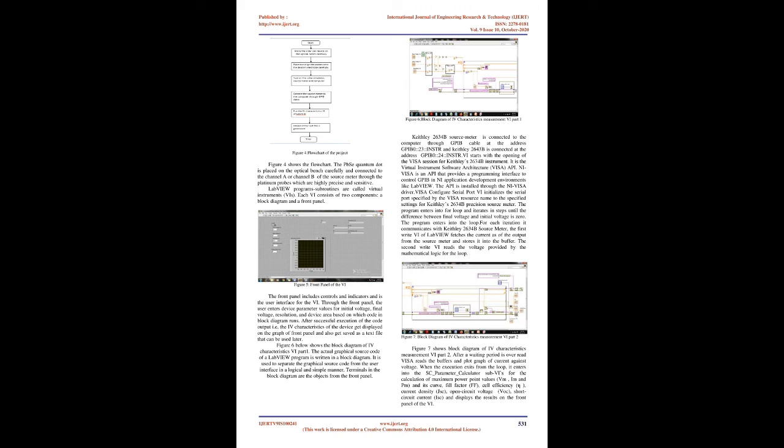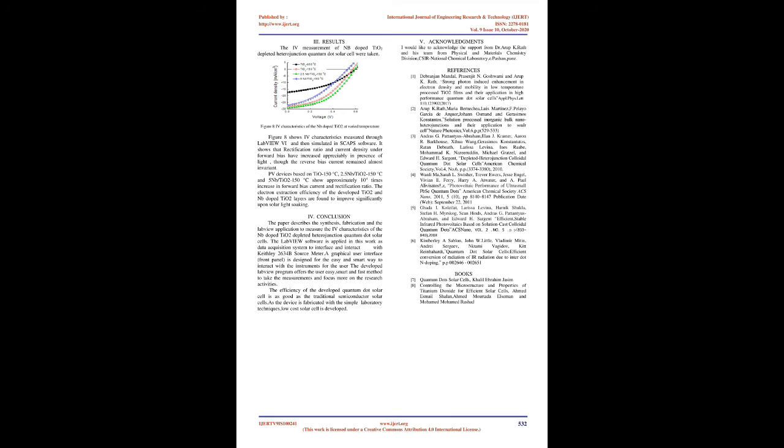characteristics VI, part 1. The actual graphical source code of a LabVIEW program is written in a block diagram. It is used to separate the graphical source code from the user interface in a logical and simple manner. Terminals in the block diagram are the objects from the front panel. The Keithley 2634B source meter is connected to the computer through a GPIB cable at the address GPIB0::23::INSTR, and the Keithley 2643B is connected at the address GPIB0::24::INSTR.